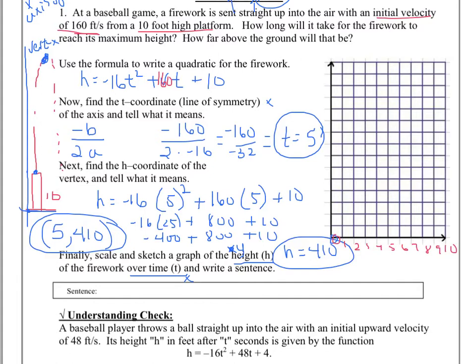I need to count by an even number. On the x-axis, I counted by ones, and I'm going to label it time. And for height, I see that I have to go all the way up to 410, so I'm going to count by 50s here. So 50, 100, 150, 200, 250, 300, 350, 400, 450, 500. So my x value here is 5 and up to 410.